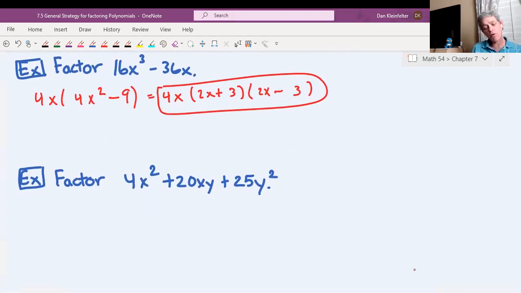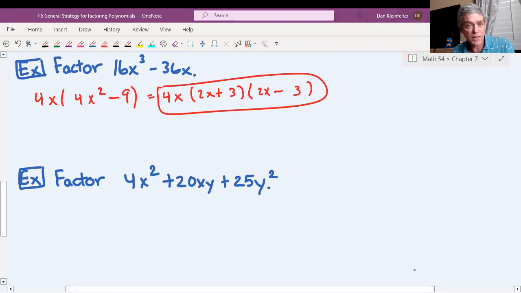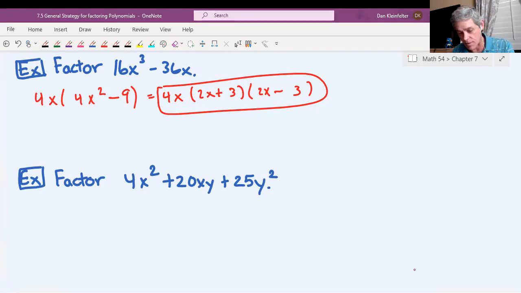Okay, next, 4x squared plus 20xy plus 25y squared. For this one, there isn't a common factor, so I can forget about that. There are three terms, so I'm going to first check and see if it's a perfect square trinomial. The fact that it begins with a 4 and ends with a 25, which are both perfect squares, gives me some hope. I just have to make sure that the middle part works out okay.